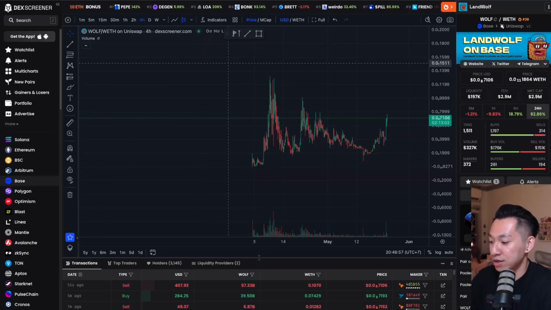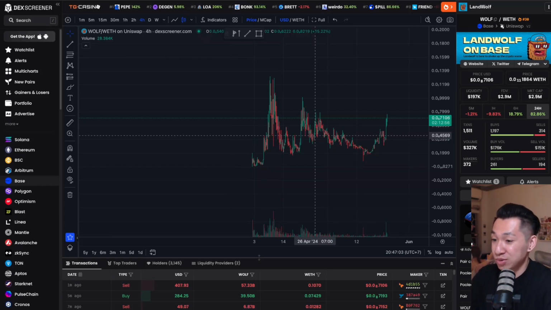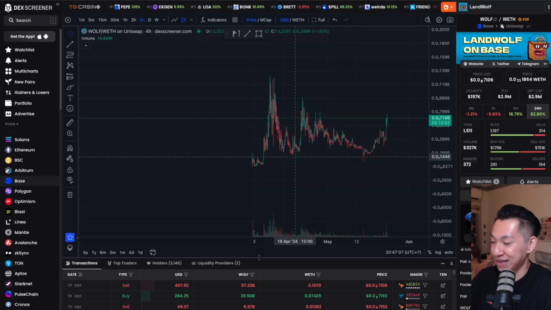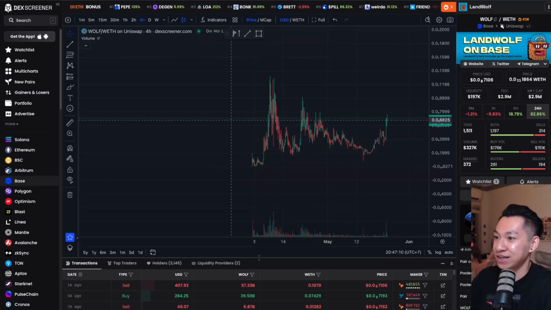Since they made that token, they own a large supply of that token and they can just sell it. Once it reaches a price that they feel like, oh, this is enough money for me, then they'll just take it out and rug you. So just be careful with that.